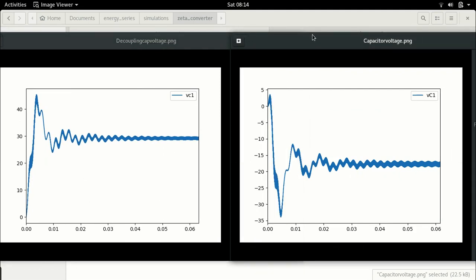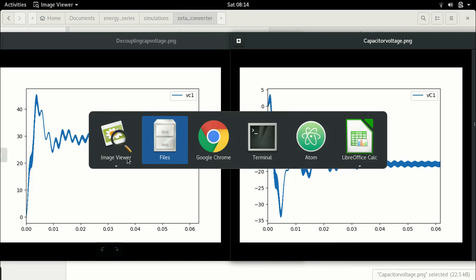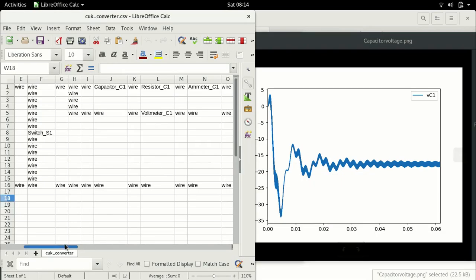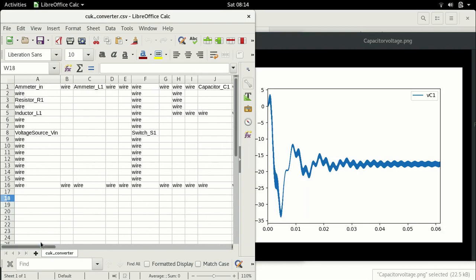So in the case of a CUK converter, the voltage is positive. In the case of a ZETA converter, the voltage is negative. Right? And we've seen this in the simulations as well. The reason is simple. Come back to the circuits. In the case of a CUK converter, when the switch is turned off, the input voltage charges the capacitor. Right? So this is the reason why the voltage across the capacitor is positive with a polarity towards the left.